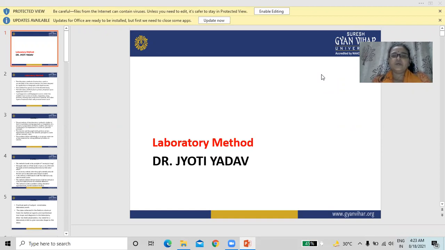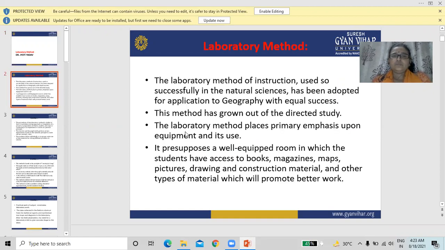Today we will discuss the laboratory method. The laboratory method of instruction used so successfully in the natural sciences has been adapted for application to geography with equal success. This method has grown out of the directed study.